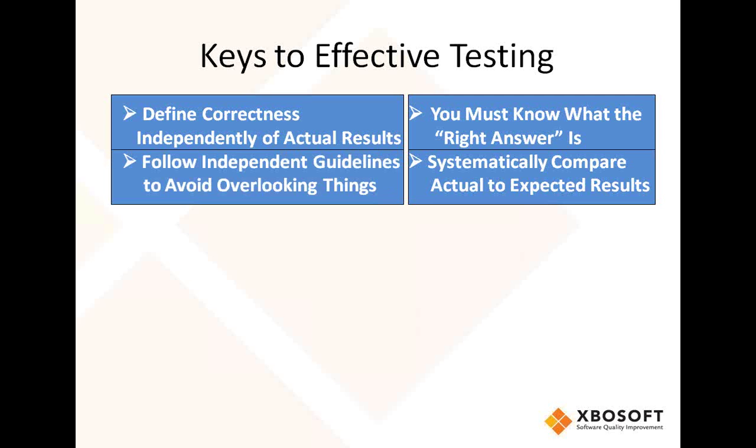And then the fourth key to effective testing, it's a little bit different because it relates to the issue of things falling through the cracks. And there's a simple technique for helping catch more of the things that ordinarily get overlooked, and that's to follow independent guidelines.